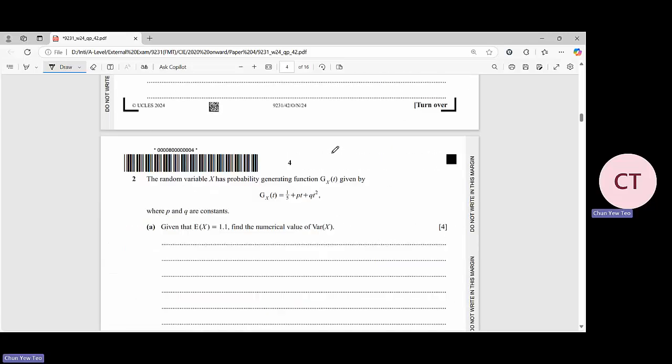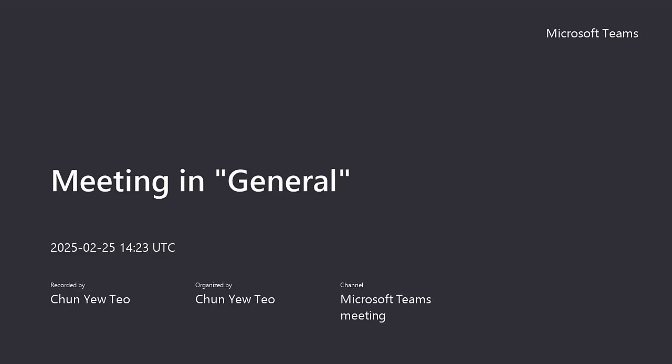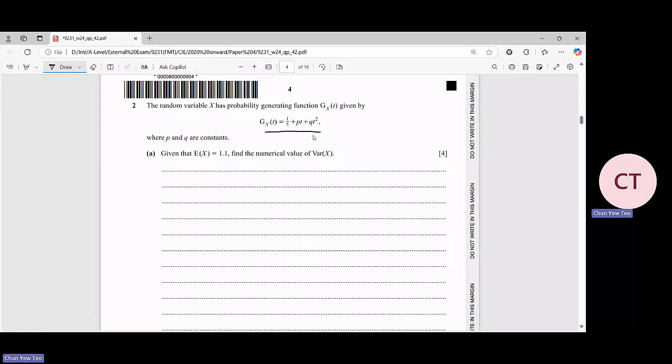Now moving on, we have question number 2. Variable X has the PGF given by the following function, where p and q are constants. They are giving you that the mean is 1.1, and we want to find the numerical value of the variance. Numerical value means it will be a decimal. They didn't mention an exact value, so we can just leave our answer as a decimal.